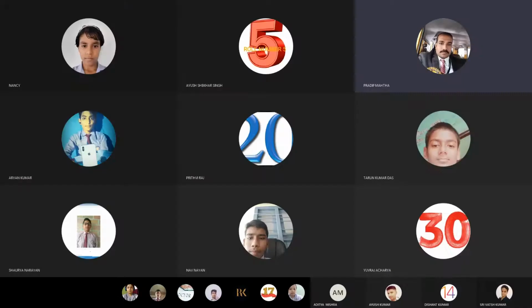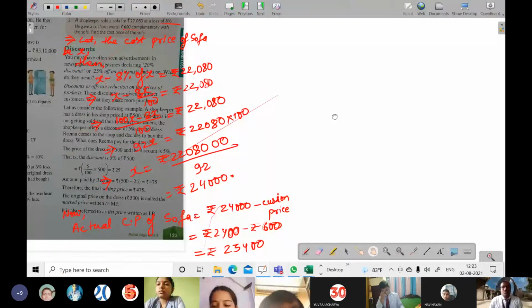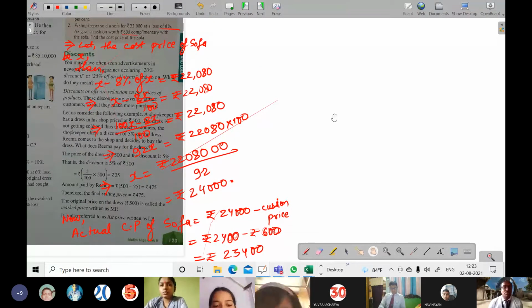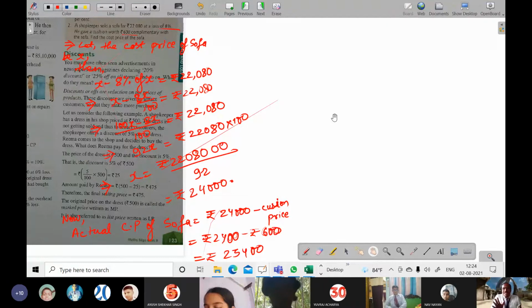We have to find the cost price of the sofa set. Here it has been said a shopkeeper sold a sofa for rupees 22,080 at a loss of 8%. He gave a cushion worth rupees 600 complimentary with the sofa. So you have to find the cost price of the sofa. Just see, the cushion is not in the sofa, but he had given that.